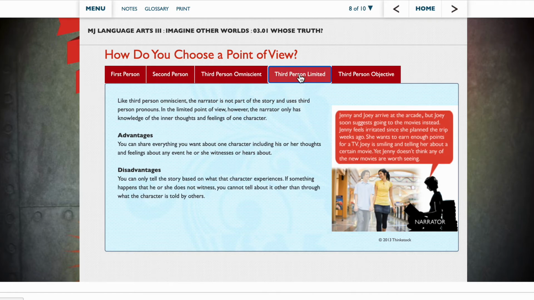Third person limited. Like third person omniscient, the narrator is not part of the story and uses third person pronouns. In the limited point of view, however, the narrator only has knowledge of the inner thoughts and feelings of one character. Jenny and Joey arrive at the arcade, but Joey soon suggests going to the movies instead.